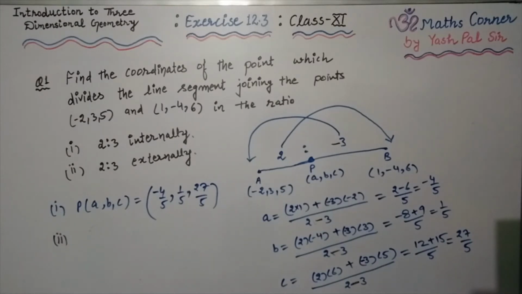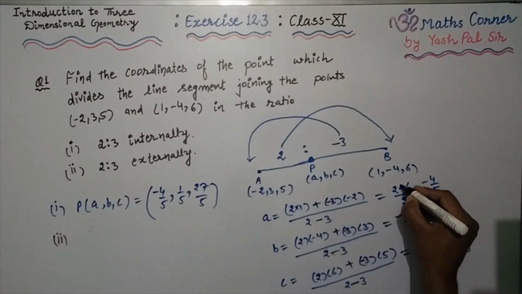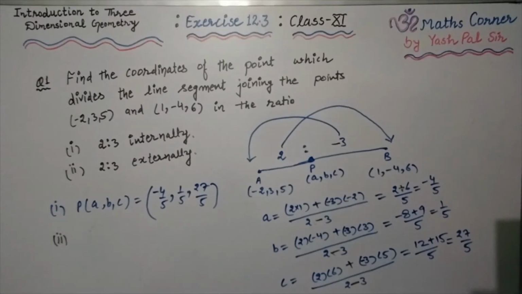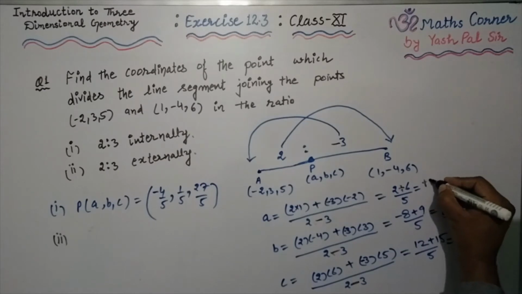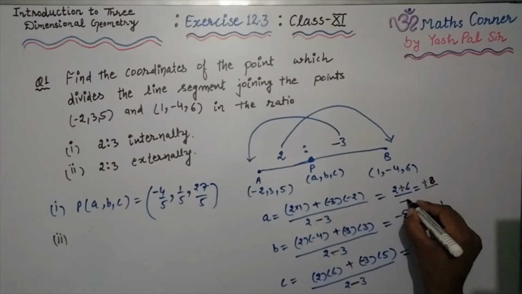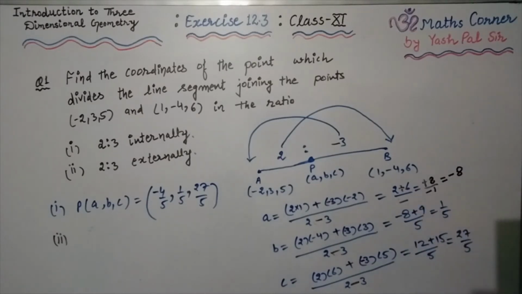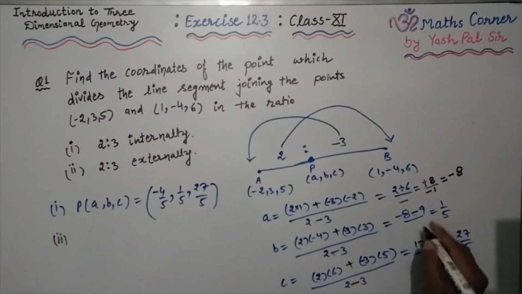Now accordingly there is a change. 2 minus minus 6 becomes plus 6, 6 plus 2 becomes 8, and in the denominator 2 minus 3 is minus 1. So finally we have minus 8, and B becomes minus 9, and in the denominator this is minus 1.